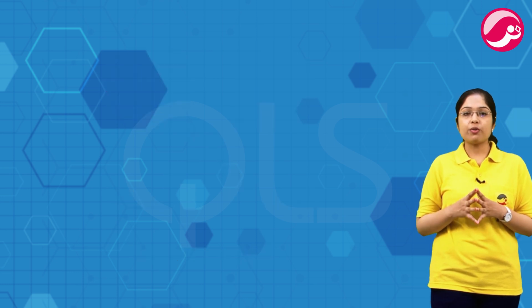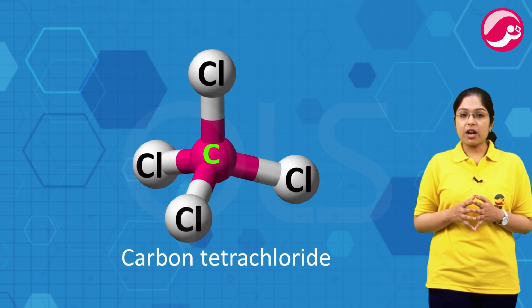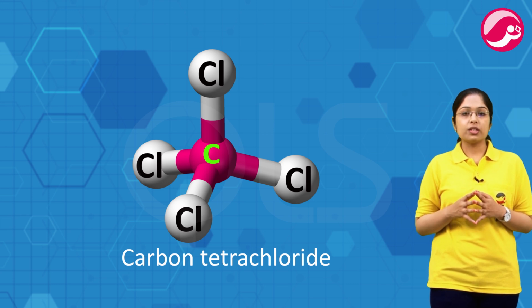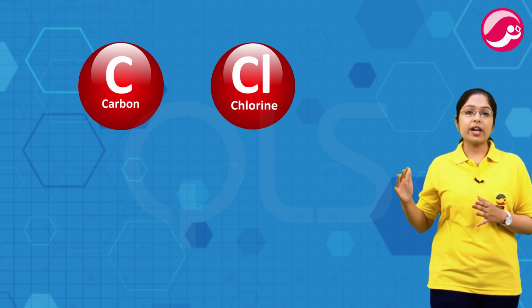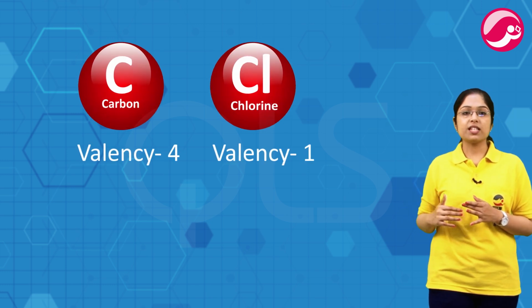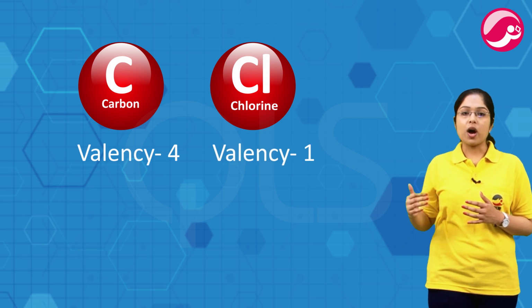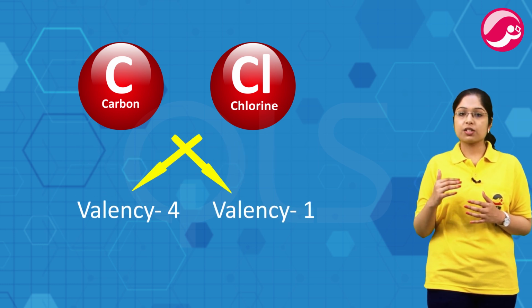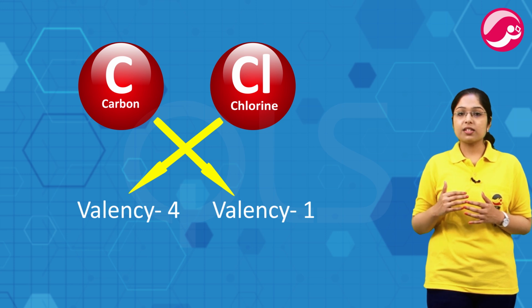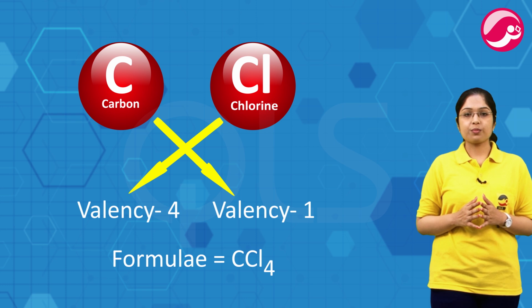Now let's try to write the formula of carbon tetrachloride. We will follow the same steps as we did before. We will write the symbols of carbon and chlorine, and below them we will write their valencies. From the list showing valencies of different elements, you can see that the valency of carbon is 4 while the valency of chlorine is 1. Now again crisscross the valencies. This will give us the formula of carbon tetrachloride as CCl4.